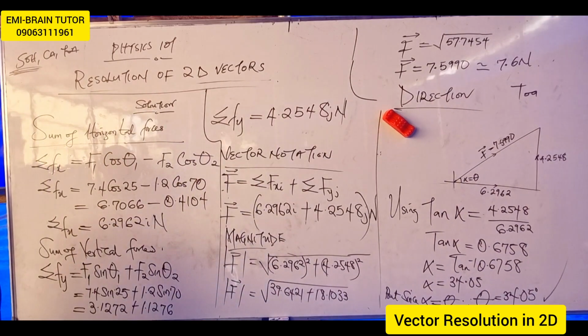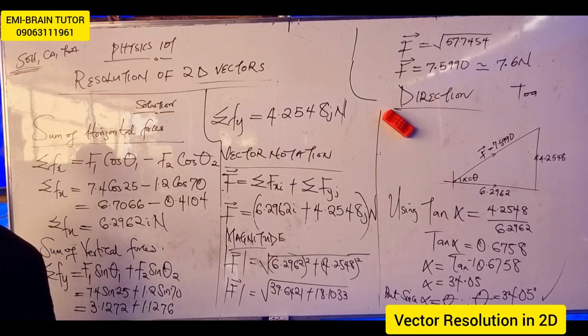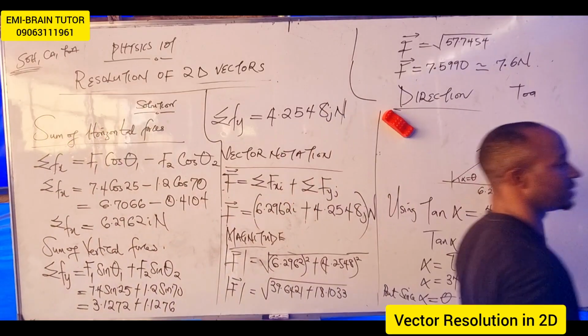If you use sine, you get the same answer; if you use cos, the same answer. If you didn't get it, you didn't do it well, because it falls in the first quadrant. You must have the same answer.